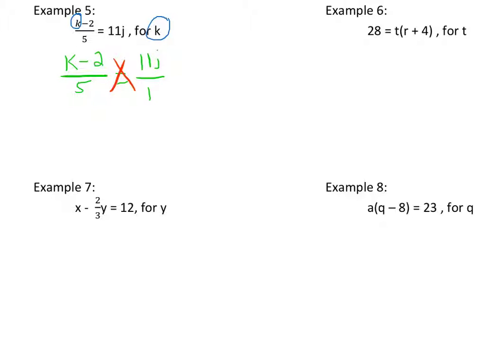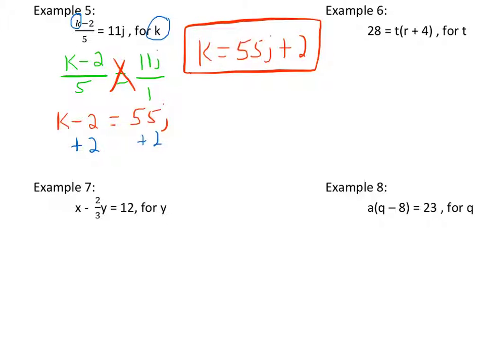So if we cross multiply, k minus 2 times 1 is just k minus 2. 5 times 11j is 55j. And now maybe it's more clear to see what we need to do to get k by itself. And if you see what I see, I need to add 2 to both sides to get k alone, which means we will end up with k equals 55j plus 2. And those are not like terms, so this is as good as you can get. So just by cross multiplying, we were able to maybe make this a much simpler problem.